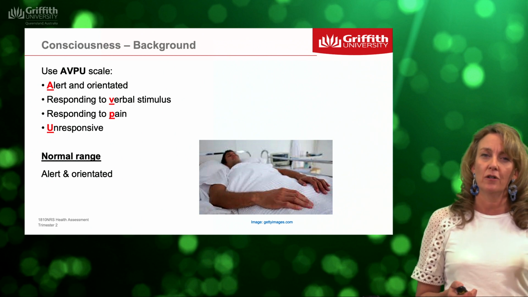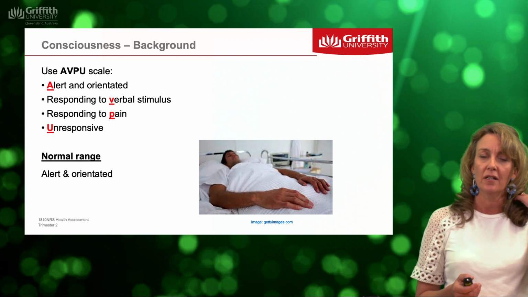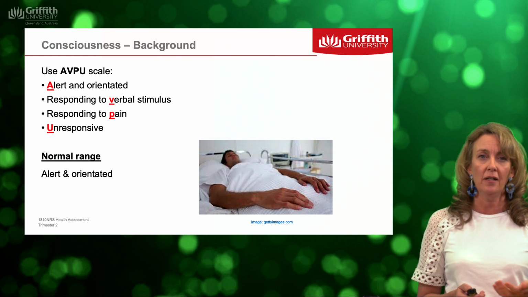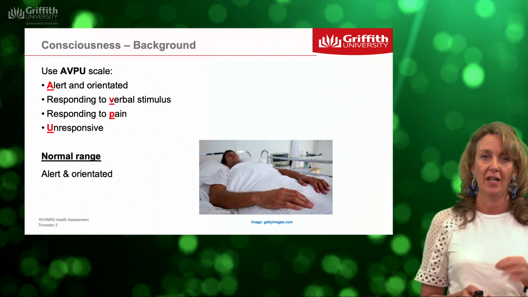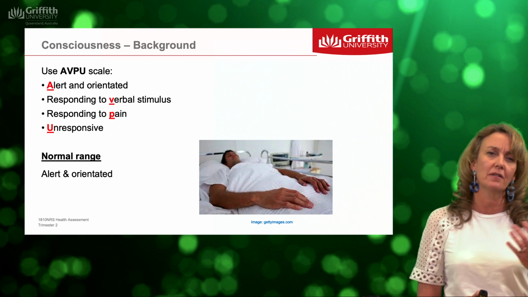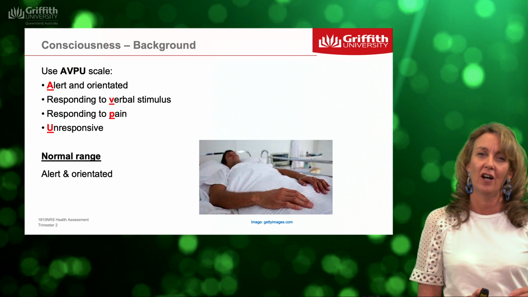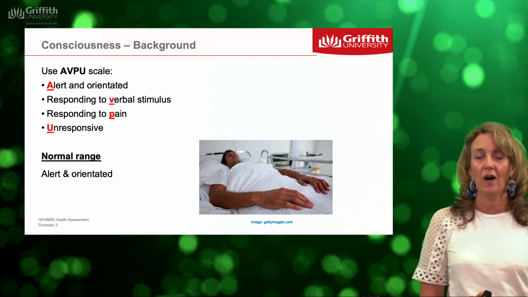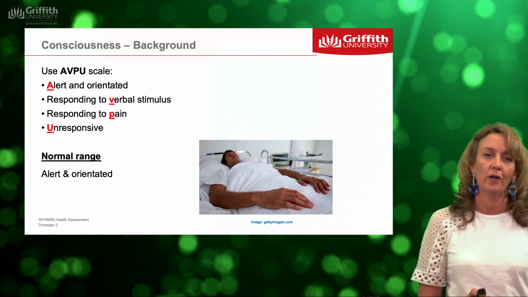So if I need to do a trapezius squeeze onto someone's shoulder for them to open their eyes and react to me, that would get a P on the AVPU scale. What is normal is that someone is alert and orientated, and also that someone is responding to verbal stimuli, because it might be that someone is just sleeping or resting with their eyes closed, and if I was to say, Barry, are you awake? And your eyes were open, that would still be quite normal, wouldn't it?